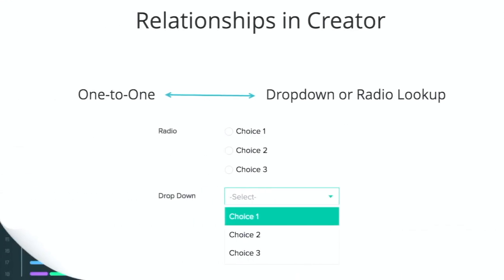So if you've thought about your application, the one that you're actually building, and you've realized that something should be a one-to-one relationship, then you need a drop-down or a radio lookup. And these are just to remind you what a drop-down and radio look like. Those are the fields where you just get one option. You can't pick more than one option on those fields, so that's why you choose those.